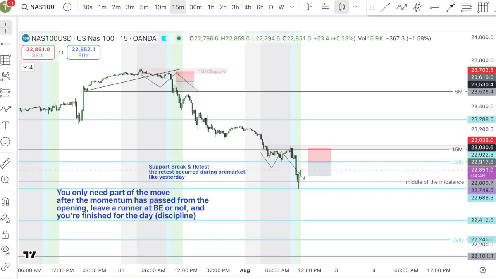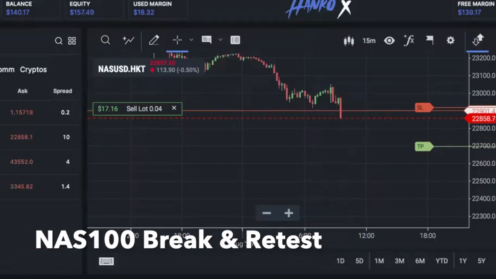All right, and so we just caught part of this move, and I want to remind you that we only need to catch part of the move. We want to just take the trade during momentum, and once the momentum has passed, it's a good idea to go ahead and secure your profit, either get out of the trade or get out of most of the trade and just leave a runner. And then you're done for the day, and that's part of what being disciplined is all about.